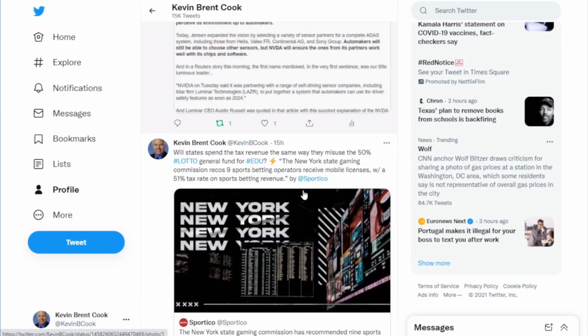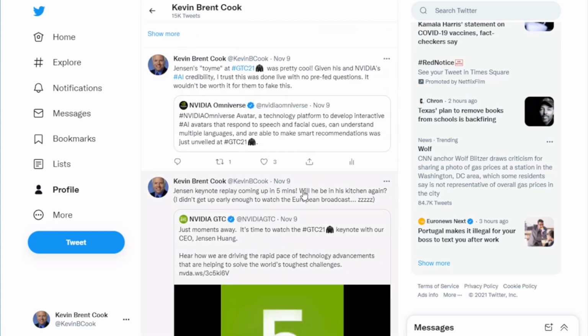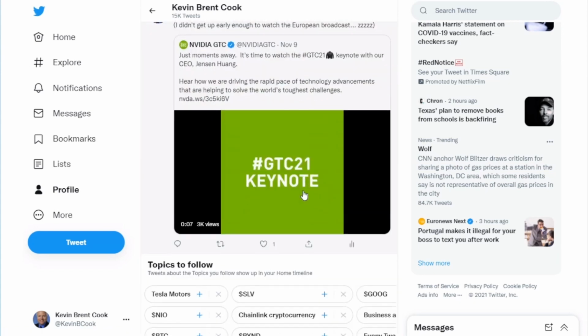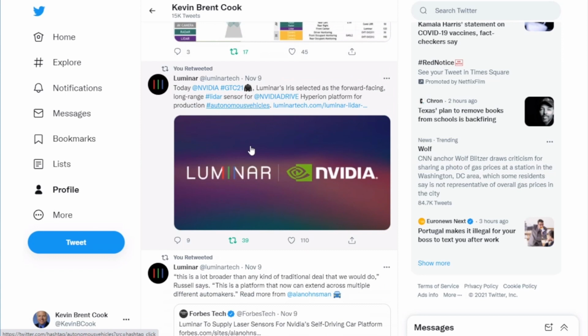So you can find more details there. I also retweeted a bunch of things from the company itself. So let's see here. Okay, so this is from Luminar explaining their LiDAR technology. Here was the big announcement, Luminar and NVIDIA. Again, I own Luminar shares.